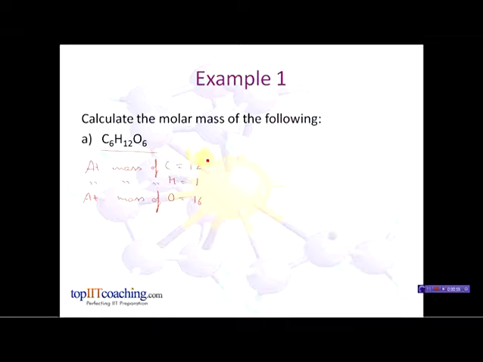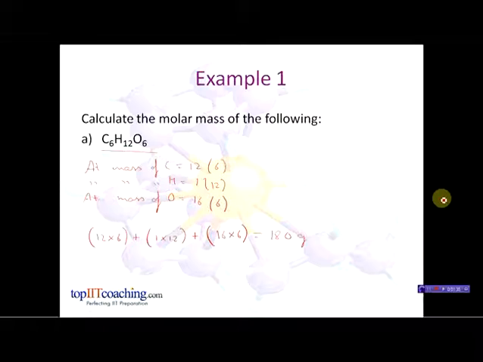Since there are 6 carbon atoms, 12 hydrogen atoms, and 6 oxygen atoms present, we can write 12 × 6 + 1 × 12 + 16 × 6. On solving it, we get 180. So we can say that 6.023 × 10^23 molecules of C6H12O6, or 1 mole of glucose, weighs 180 grams.